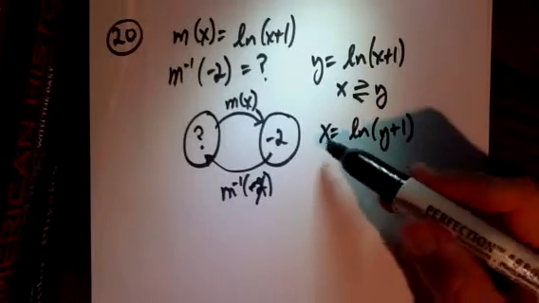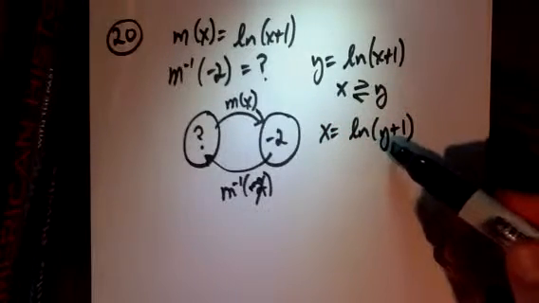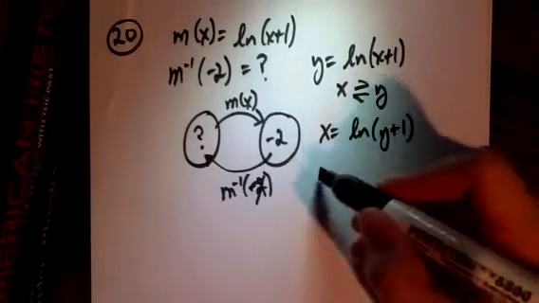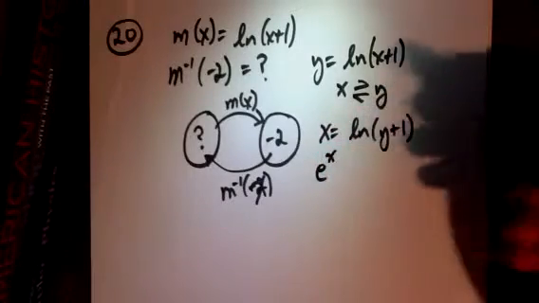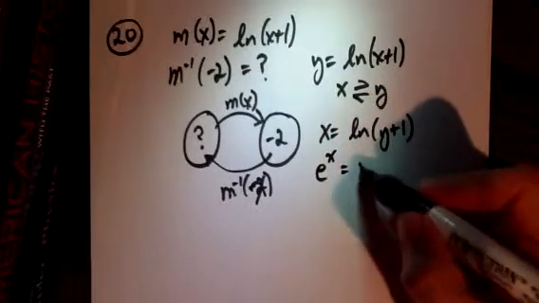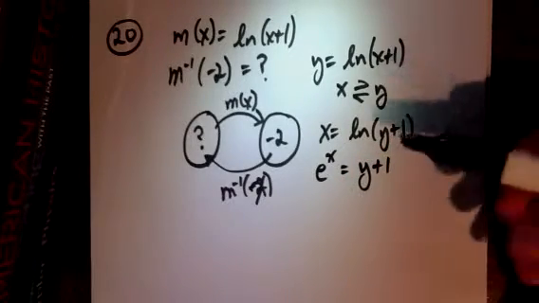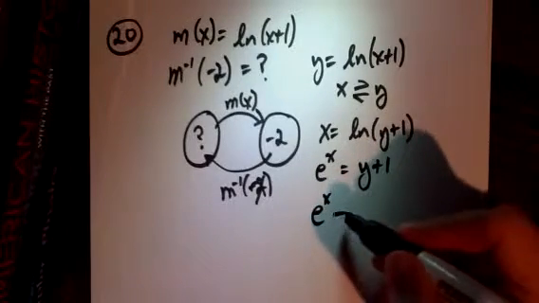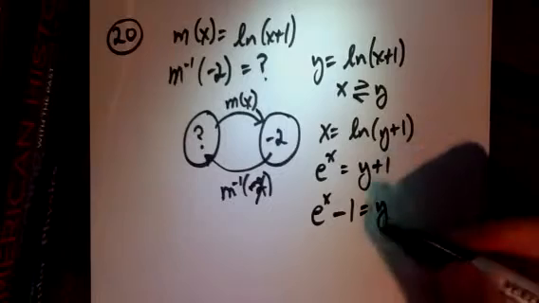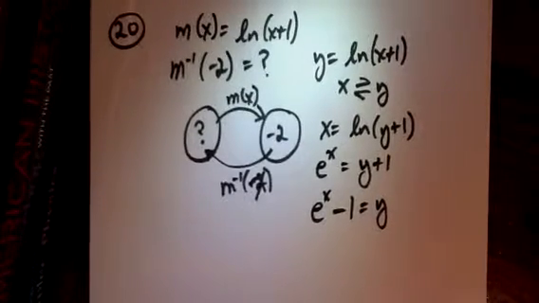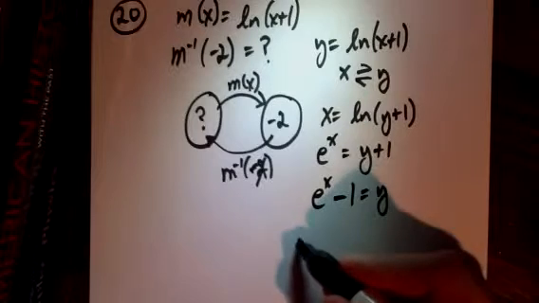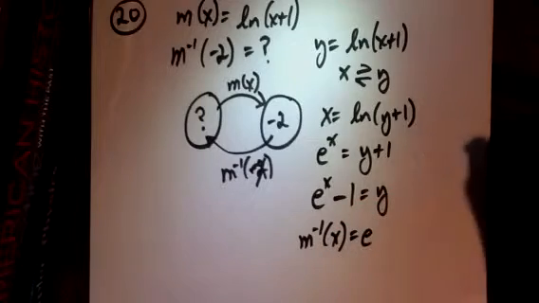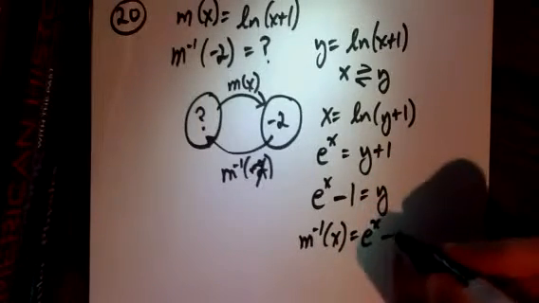So right now you have a logarithmic equation where the argument of the log is what you're trying to solve for. If you convert it to an exponential equation, this would be e to the x equal to y plus 1. E to the x power is equal to y plus 1. Now, e to the x minus 1 equals y. This y is actually the inverse. So what we can say is that m inverse equals e to the x minus 1.